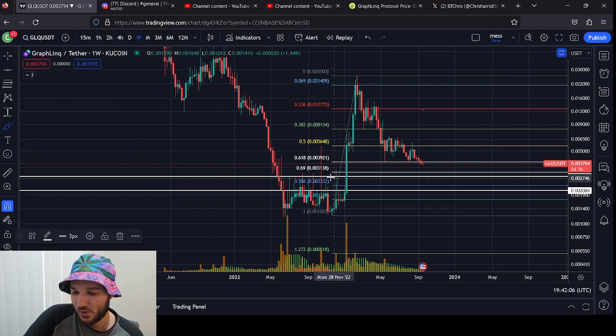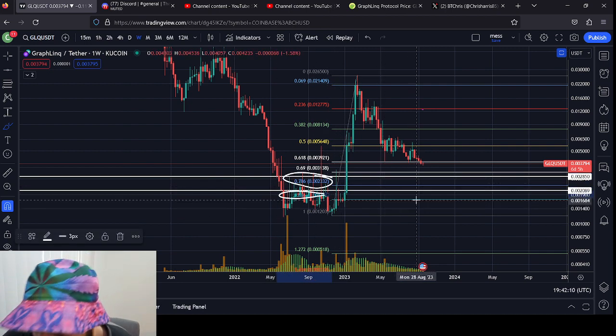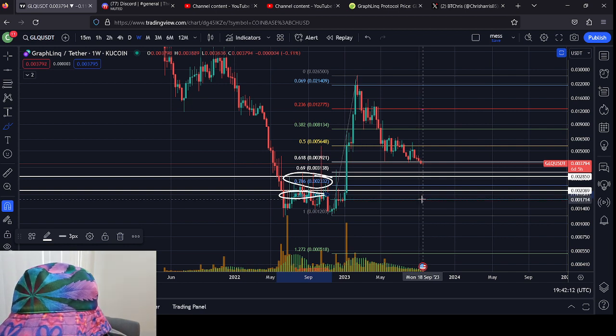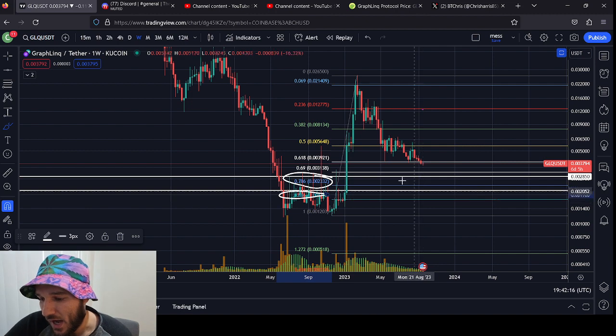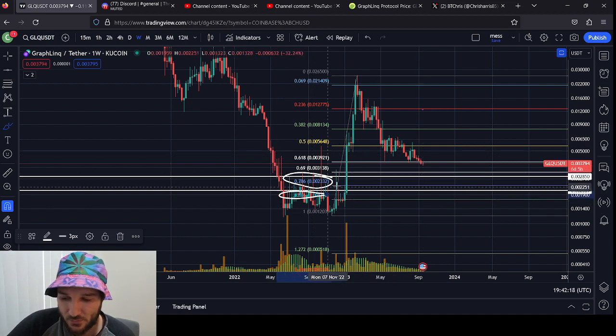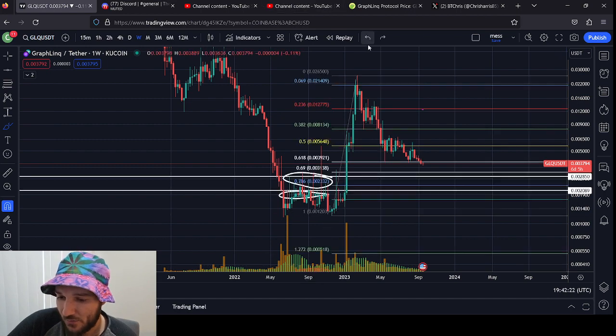I would say that you're more likely to find support on the 786 or the 886. So truthfully, you could go all the way down to 0.17 cents, but I'm more in favor of believing that it would go probably to the 786. That's my opinion. It doesn't have to bounce off of that directly.